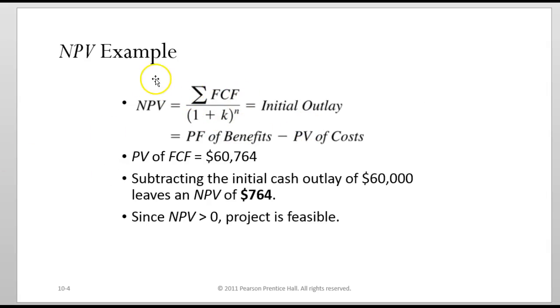In this case, we took all of this, came up with the net present value, found out the net present value was $60,764. We compare that to the $60,000, and we find we have a net present value of $764, okay? So I guess I should have called this present value of the benefits. Then we're going to subtract the cost, which was the $60,000. So it has a net present value over 0, so it's a feasible project.